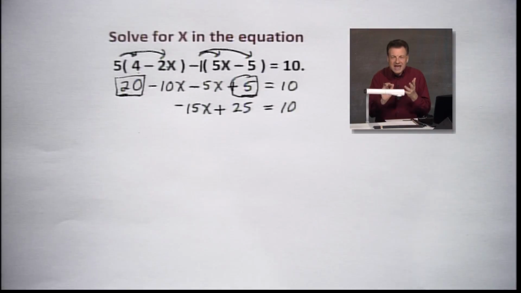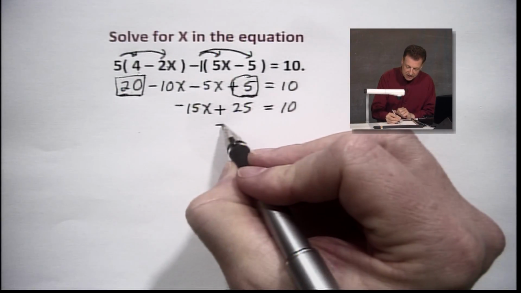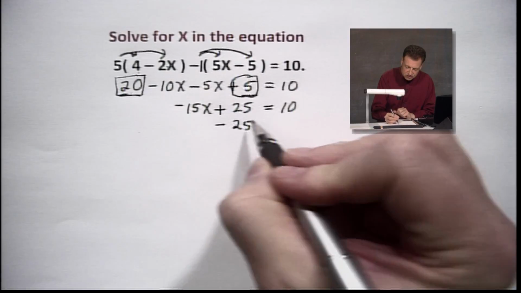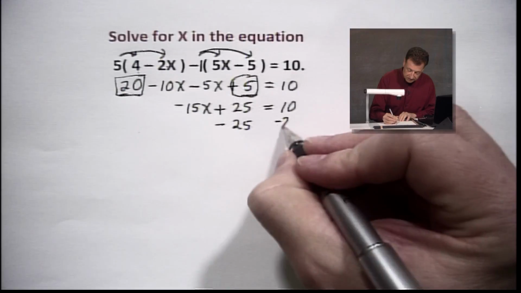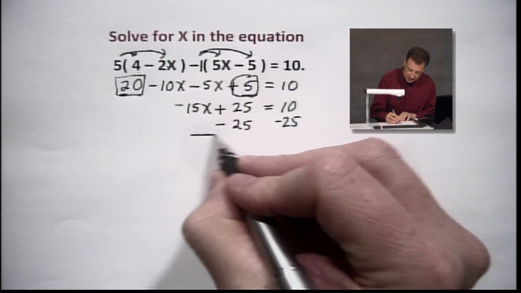Because remember, we want to get x by its lonesome, by itself. So we're going to subtract. I'm going to subtract 25 from the left side. And if we do it, we've got to do it to the right hand, right? Whatever we do to the left, we've got to do it to the right.